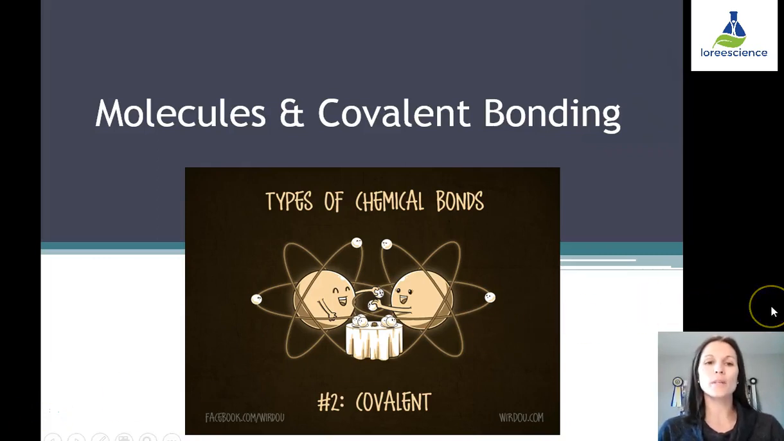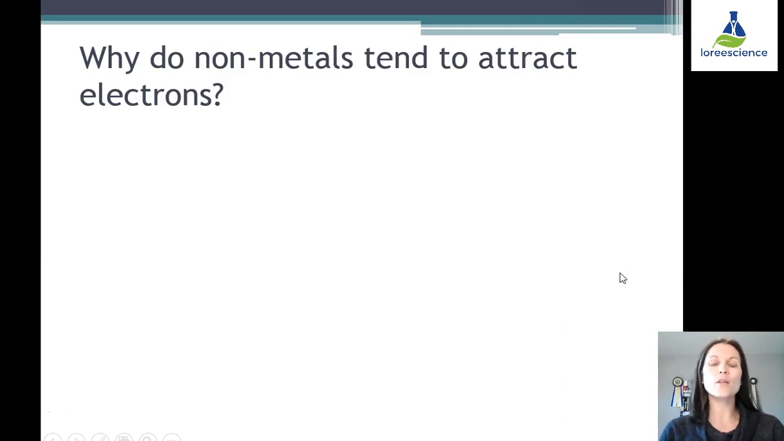In this lesson, we're going to take a look at molecules and covalent bonding. And as you can see by the cartoon we have down here, covalent bonding is the sharing of electrons between atoms. So why is it that nonmetals tend to attract electrons?